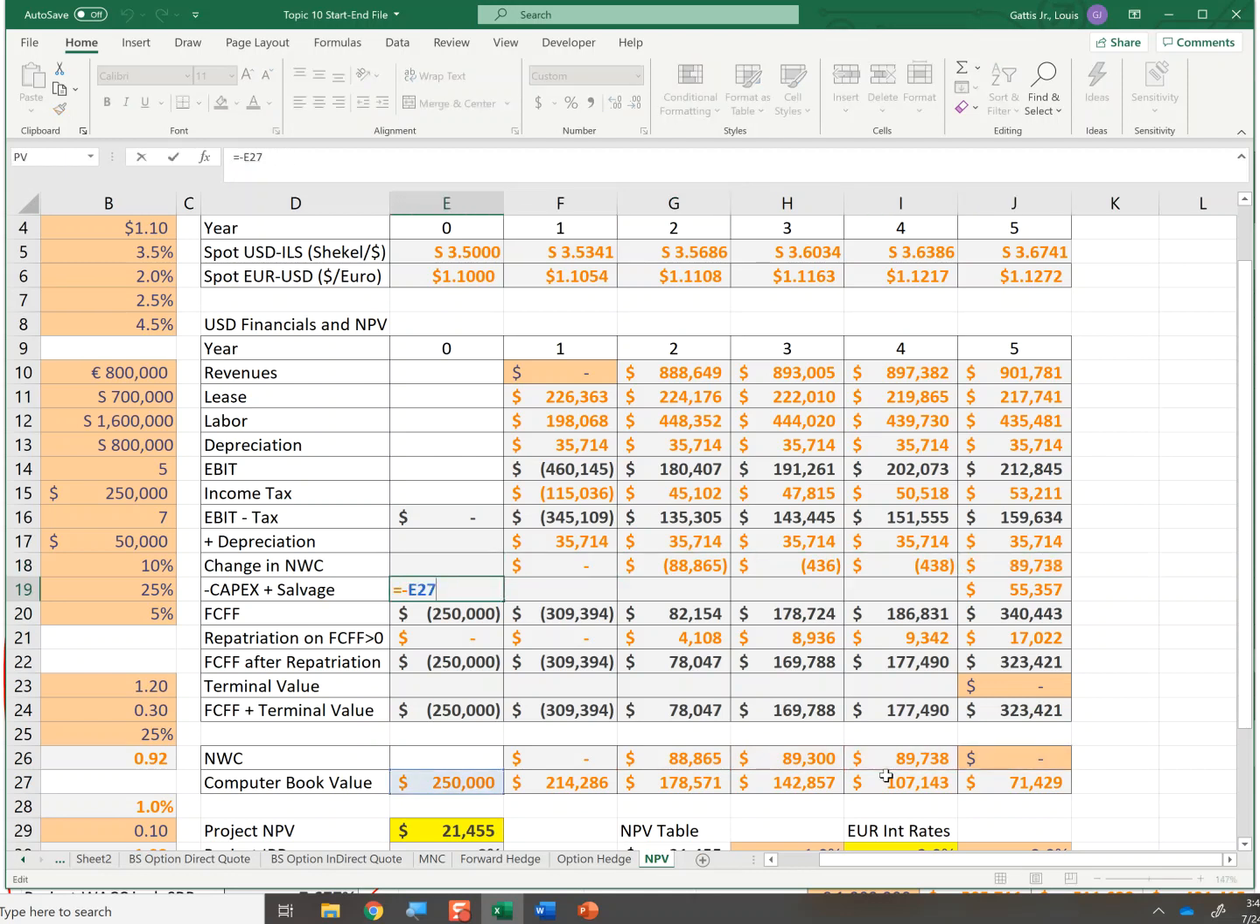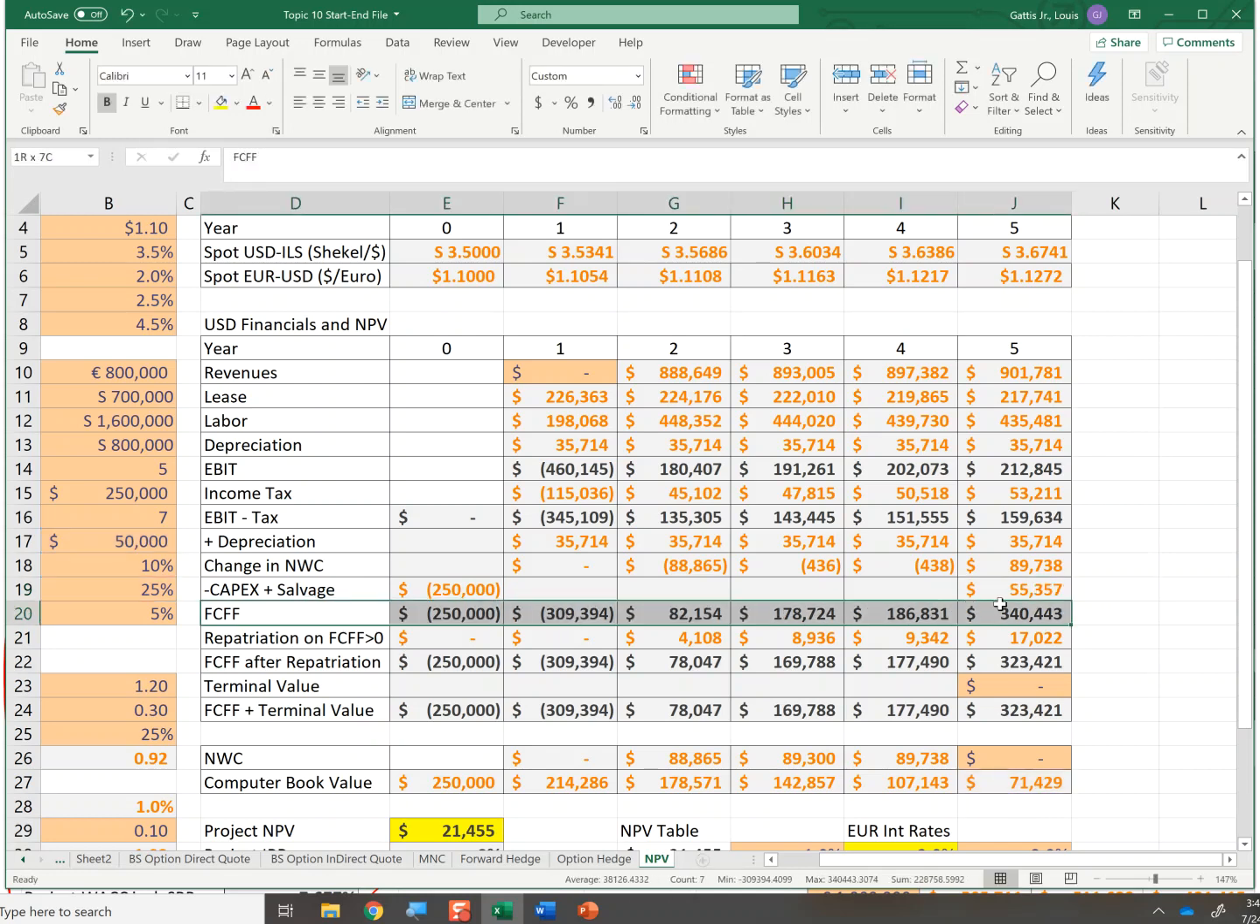My CapEx, I spent $250,000 today and received $55,000 after tax at the end of the 5th year. That is my salvage minus the tax rate times the salvage minus the net book value. That gives me my free cash flows to the firm.